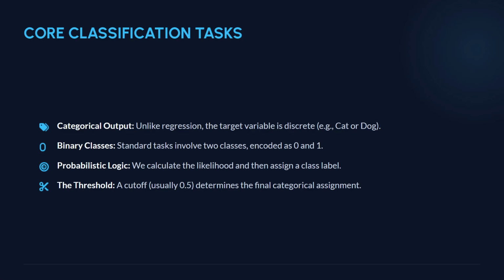Probabilistic logic: we calculate the likelihood and then assign a class label. We will study the third point, the threshold, further. We define the threshold value, and if the probability is greater than this, then we say it belongs to a particular class. You will get a probability between 0 and 1. Take a case where we define our threshold at 0.5. Below 0.5 we say that it belongs to class 0, and at or above 0.5 we say it belongs to class 1.